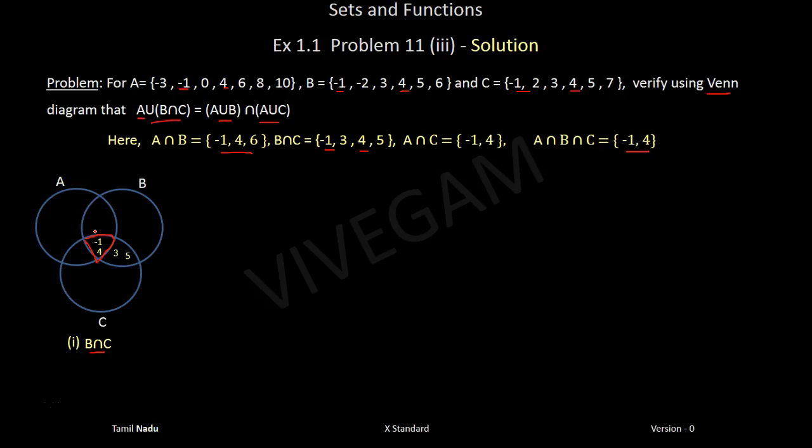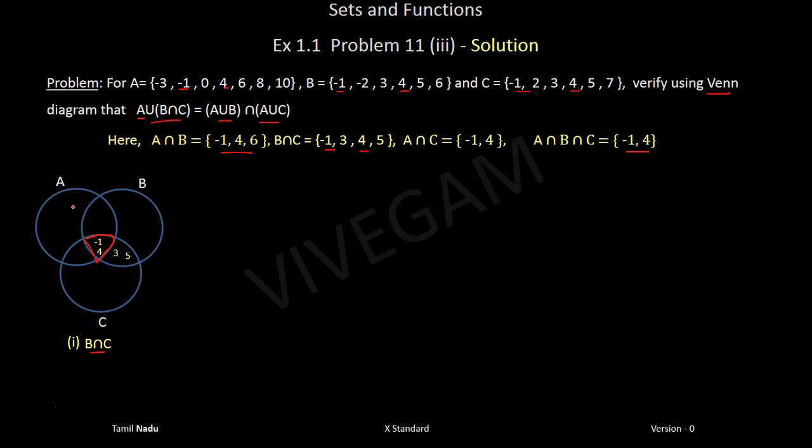Okay, so now what is A intersection B? A intersection B is minus 1, 4, 6. Minus 1 and 4 is already done, so you'll have to put 6 here, right, in this area. Next, A intersection C is minus 1 and 4. So both are covered here, so there is no element in this area. Then what you have to do in this set, you have to cancel out all these elements. Minus 1 is already taken care of, 4 is already taken care of, 6 is already taken care of. So all the remaining elements you'll have to put in this area.